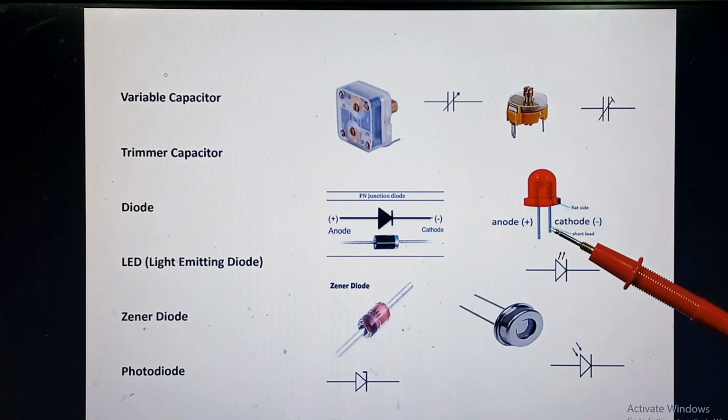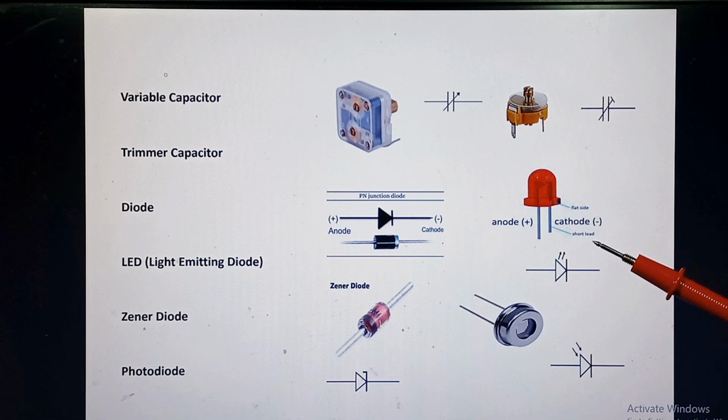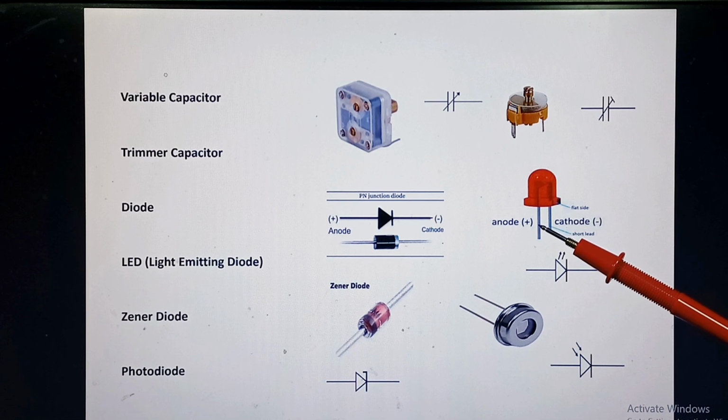And K or minus, this one is K stands for the cathode, and this minus sign indicates that the negative terminal of your power supply will be connected with this terminal of the light emitting diode, which is the shorter one. This one is the lengthier one, and this one is the shorter one.